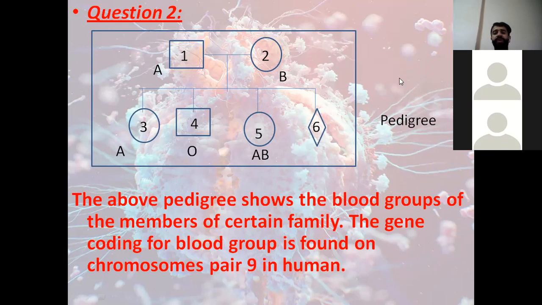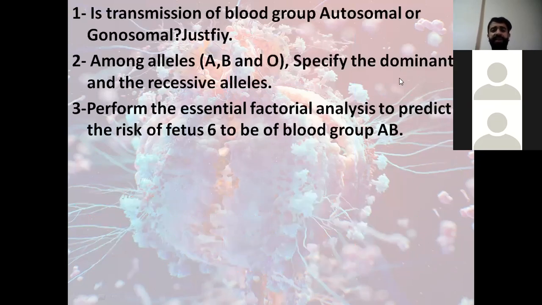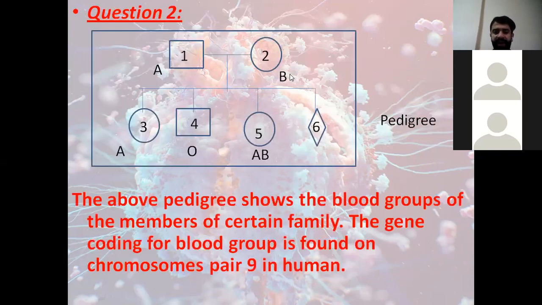Let's start first with the questions. First, is the transmission of the blood group autosomal or gonosomal? Justify your answer. Since it's found on chromosome pair number 9, it's autosomal, so the transmission is autosomal. This is the first part. Second part, among the alleles A, B, and O, specify the dominant and the recessive alleles.